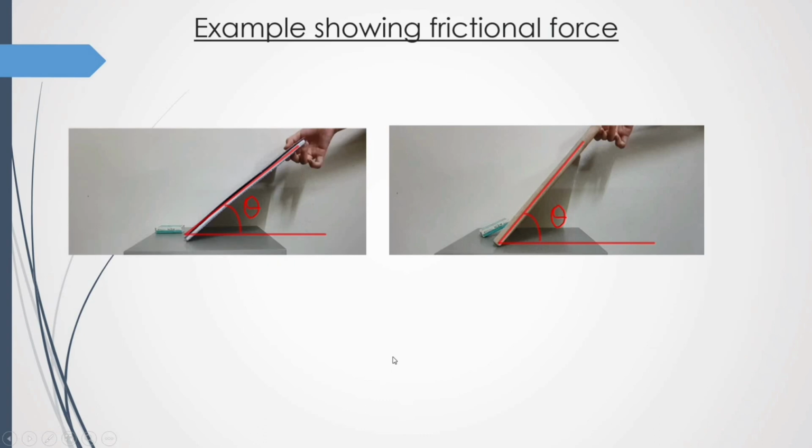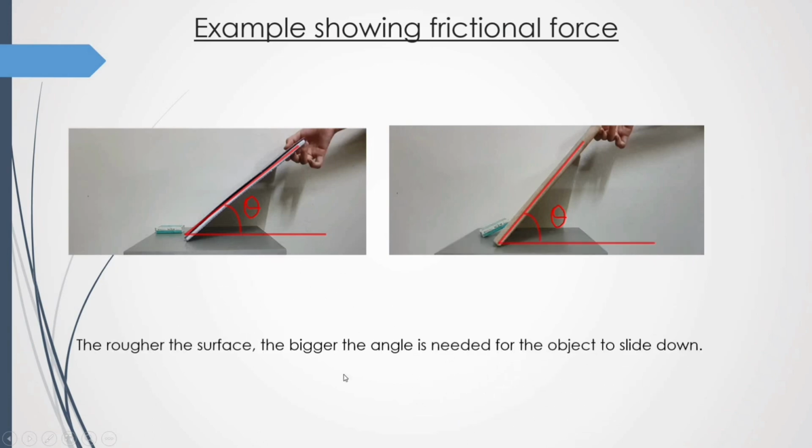This means that the frictional force between the contacting surface of the exercise book and the object is smaller compared to the rougher surface, which is the chopping board. So we can conclude that the rougher the surface, the bigger the angle needed for the object to slide down.